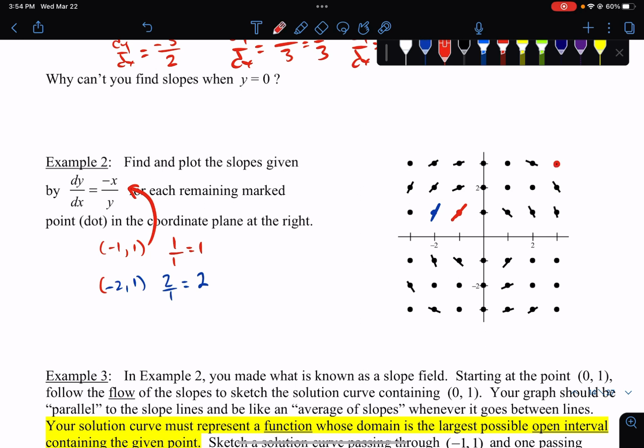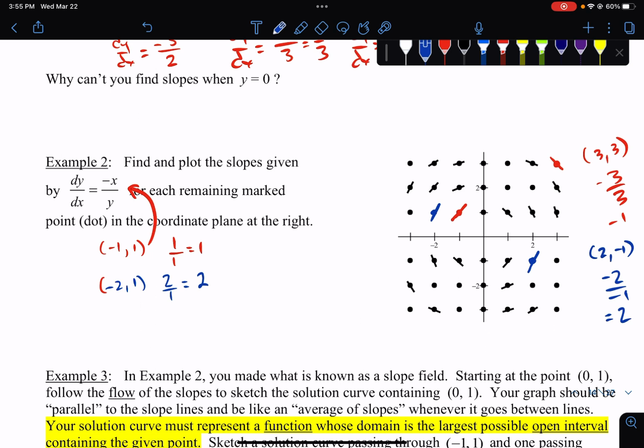This one over here, that point is (3, 3). When I plug that in, I get -3/3, which is -1. So I'm going to have a slope of -1 right there, and I make a little tick mark that has a slope of -1. Let's do this one right here. That point is (2, -1). I plug in, I get -2 on top, -1 on the bottom, so my slope is going to be +2. I just need to make sure that my slope is steeper than the ones that I've already drawn.